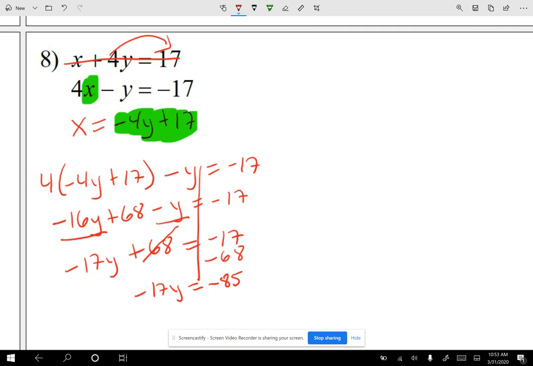Because they have the same sign, I add my numbers. Let me divide by negative 17. All right, negative divided by negative is positive. 85 divided by 17 is 5. So I have that y equals 5. So on my answer, I know my y value.